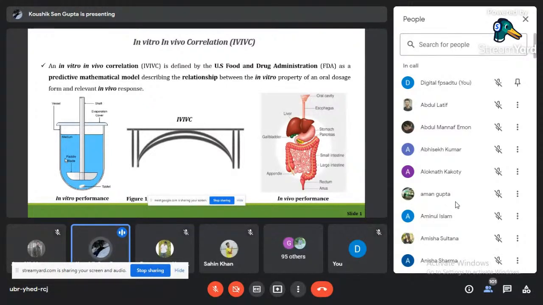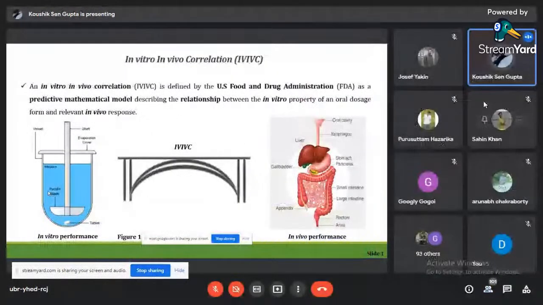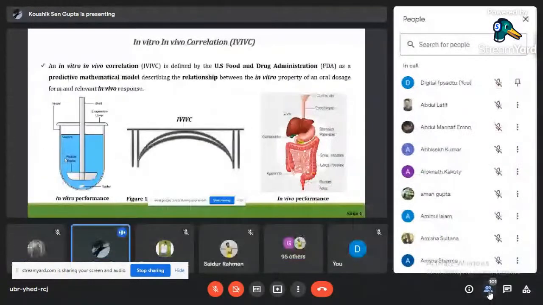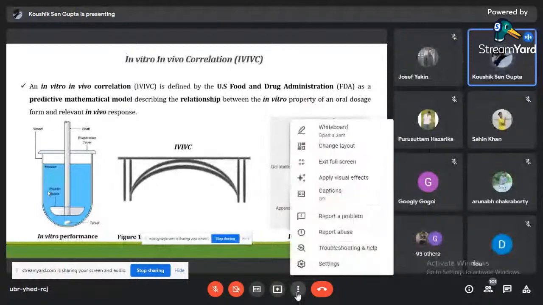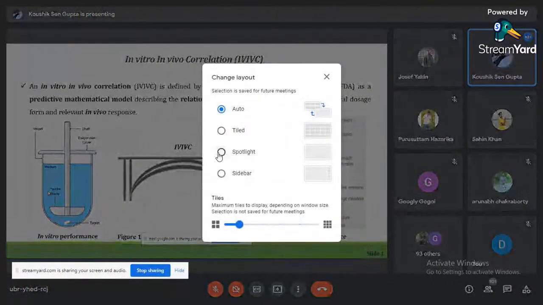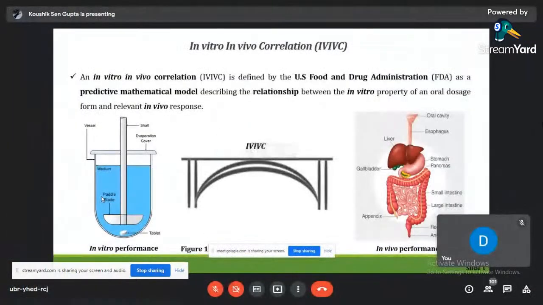Now, suppose whatever release we want, we get from the in vitro study. We can't say that when we take this same tablet orally, it will behave as I got from the in vitro release. It may change because several physiological factors are involved. Whenever we take the tablet inside, several factors will come, and accordingly the drug will release from the dosage form. Understood? This study is called the in vivo study.